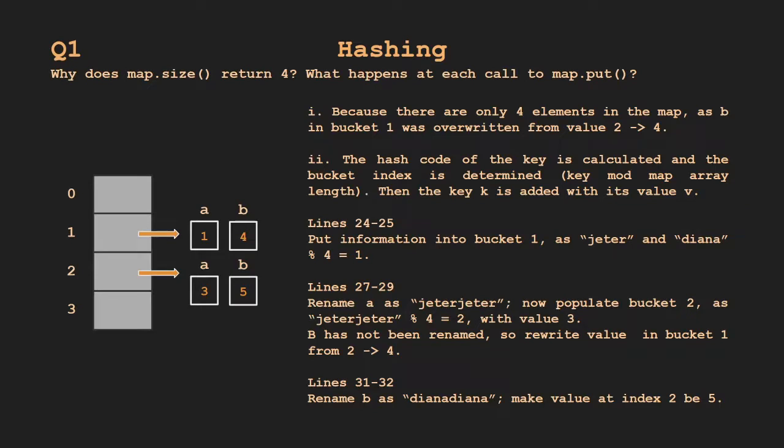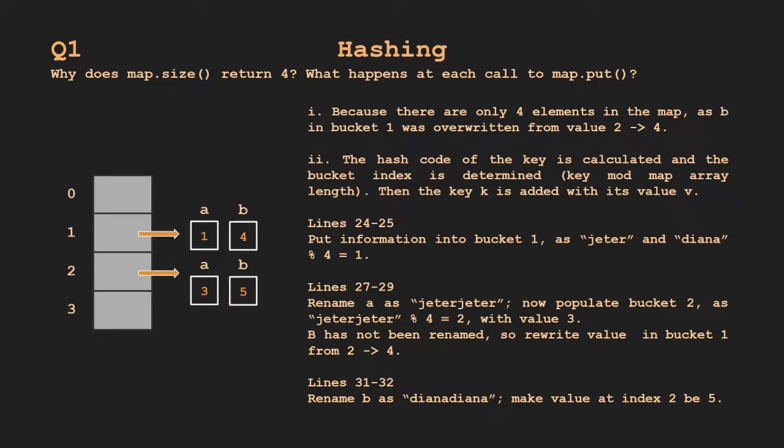On lines 24 and 25, we're going to put information into bucket 1 as Jeter and Diana. Putting it in bucket 1 because Jeter is 5 characters long, as is Diana. The length of the map array is 4, so 5 mod 4 is 1. On 27 and 29, we're going to rename A as Jeter Jeter, and now we're going to populate bucket 2 because Jeter Jeter is 10 characters long and the length of the map array is not changed. 10 mod 4 is 2, and we're going to give it a value of 3.